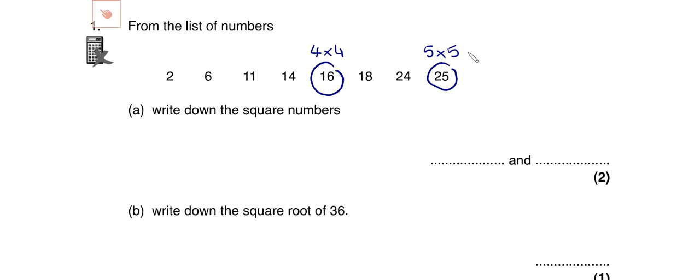So if I said to you, what is the 7th square number? How do I find it? How do I work out the 7th square number? 7 times 7, good, which is 49. Now, here's the thing.